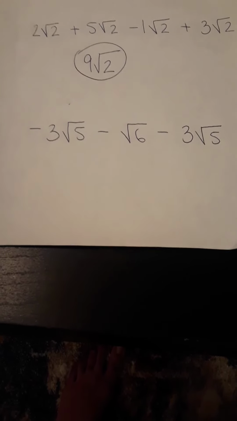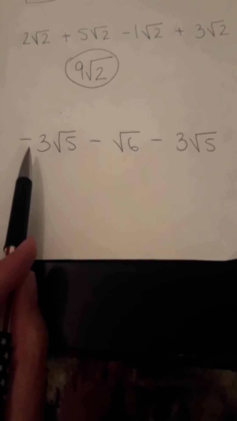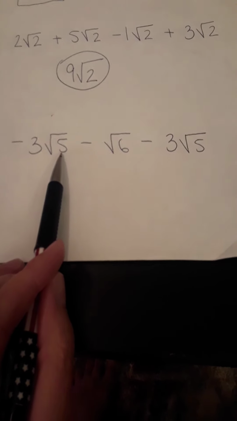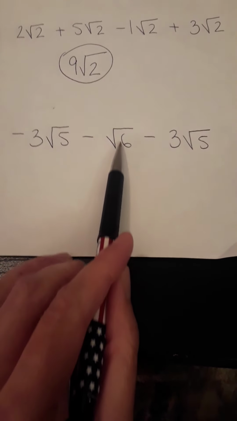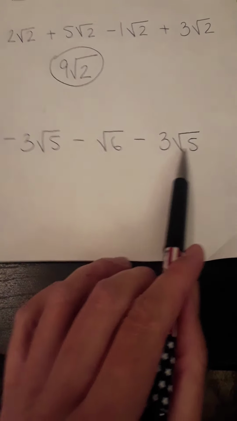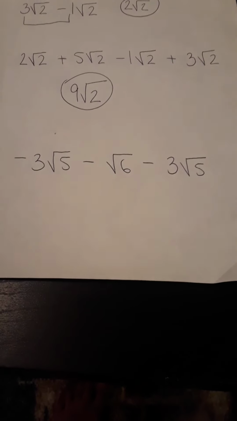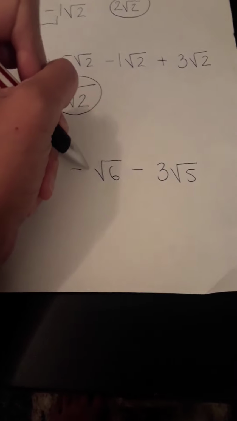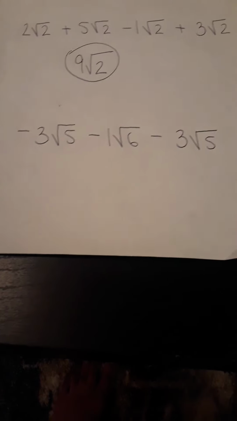The radicals are not all exactly the same. So let's go through them all right here: negative 3 radical 5, minus radical 6, minus 3 radical 5. So let me just point out again what we've been doing before. I'm going to add my little 1, my little safety 1, so I physically see a number.